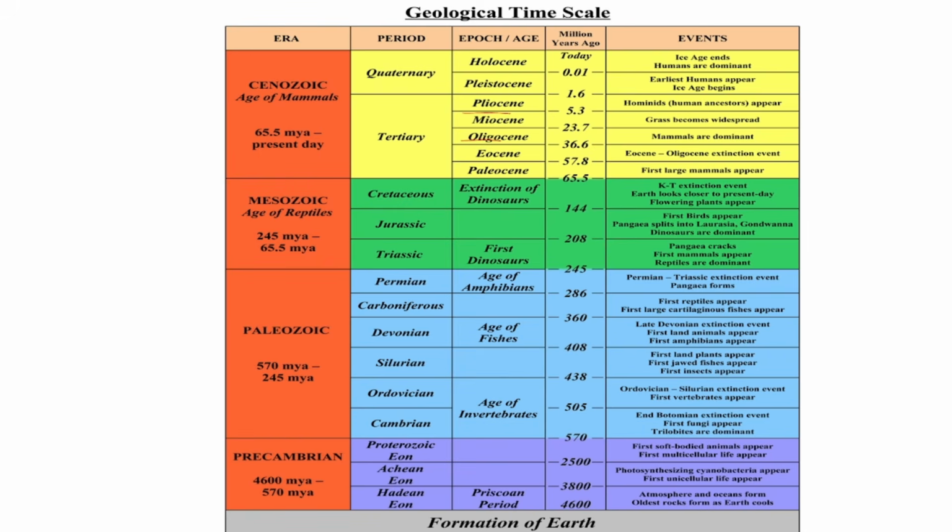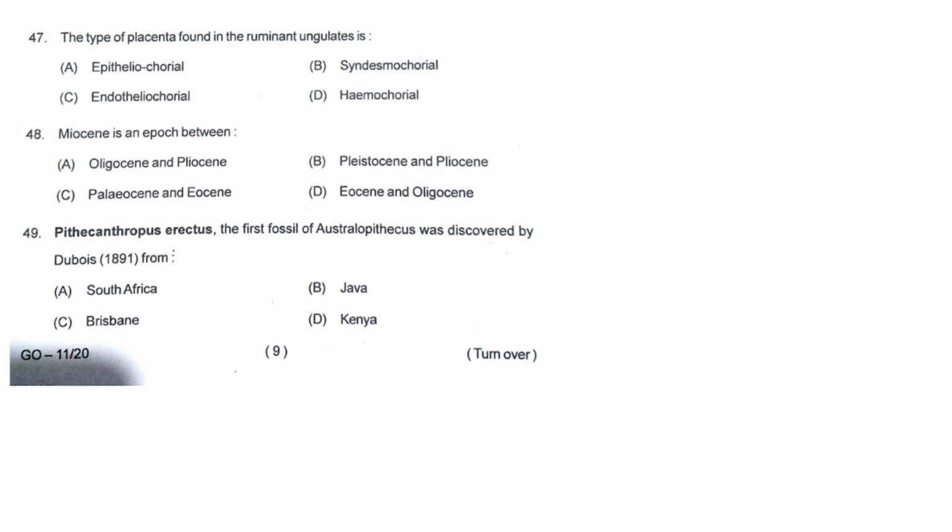You can remember the additional ages: the age of amphibians is the Permian period, and the age of fishes is the Devonian period. These are some sort of questions which are frequently asked. Besides that, try to remember the sequence. Next, question number 49. Pithecanthropus erectus is another name of Homo erectus, and as you know, Homo erectus was discovered in Java, Indonesia. So the right answer will be option B, that is Java, Indonesia.